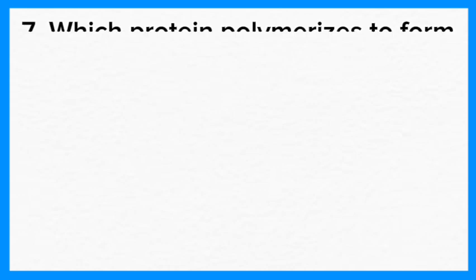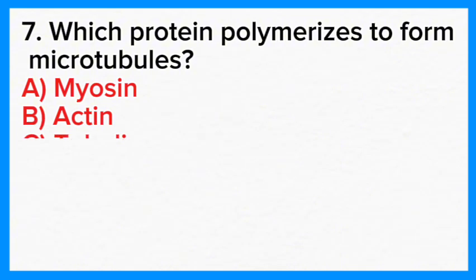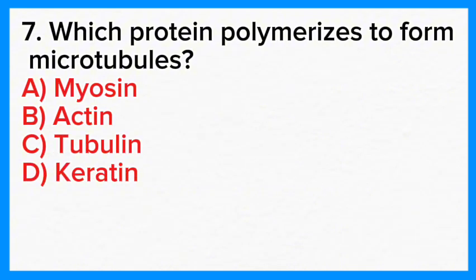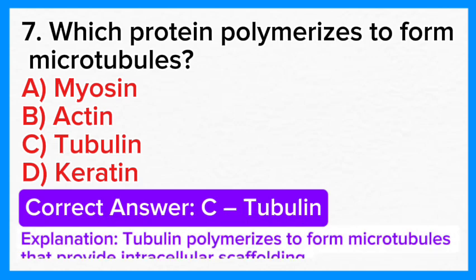7. Which protein polymerizes to form microtubules? A. Myosin, B. Actin, C. Tubulin, D. Keratin. Correct answer, C. Tubulin. Explanation: tubulin polymerizes to form microtubules that provide intracellular scaffolding.